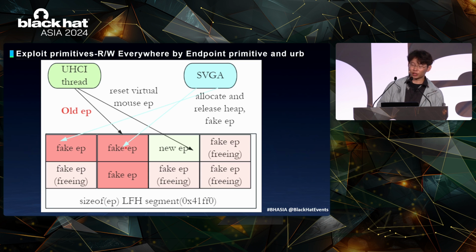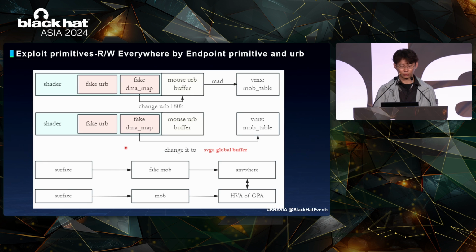The failure possibility of this step is 1 in 40 because of the LFH feature. So with arbitrary writing, we modify the current buff field of the URB structure. Let it point to the mob table. The mob table stores the mob structure's pointers.